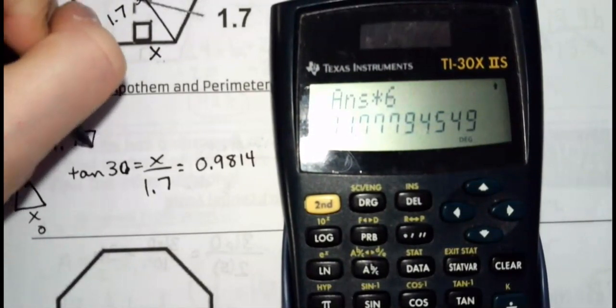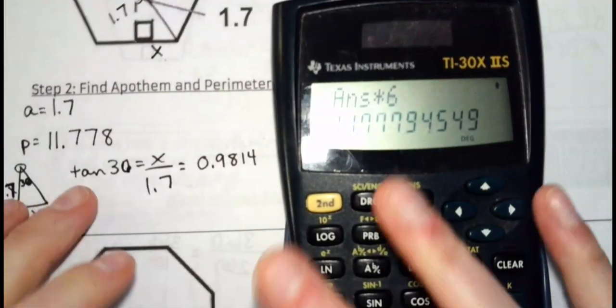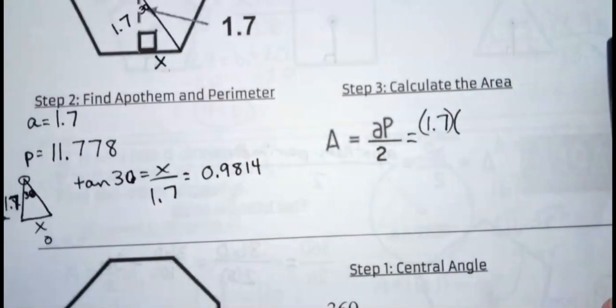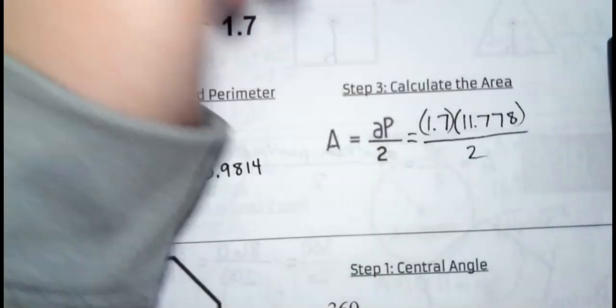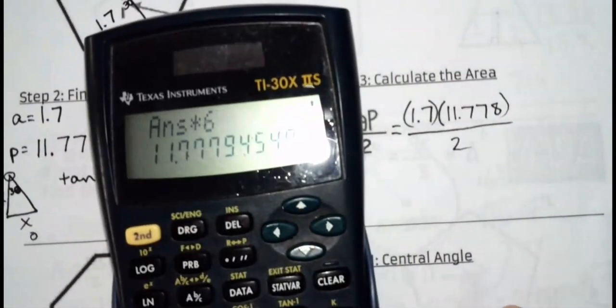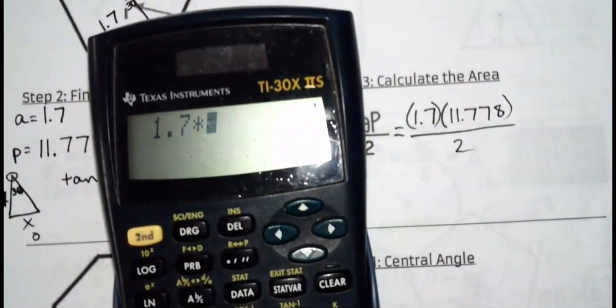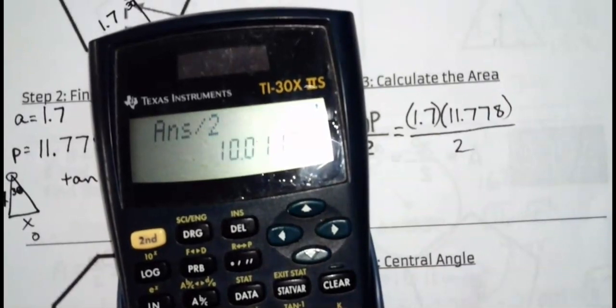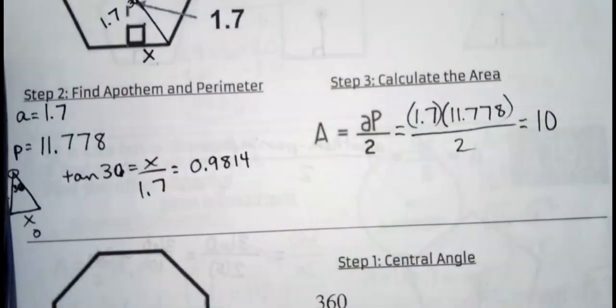Remember, we don't want to round anything. Everything's going to be rounded to the thousandth place until that last step, and then we can round it to the tenth. So that's the apothem times the perimeter, and then divide the whole thing by 2. So 1.7 times, divide all that by 2, and you end up getting 10 or 10.0 for the area.